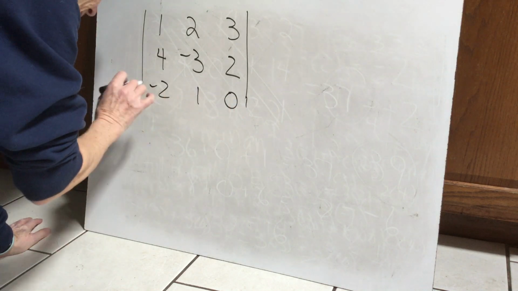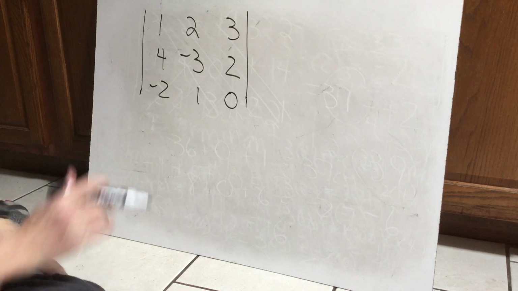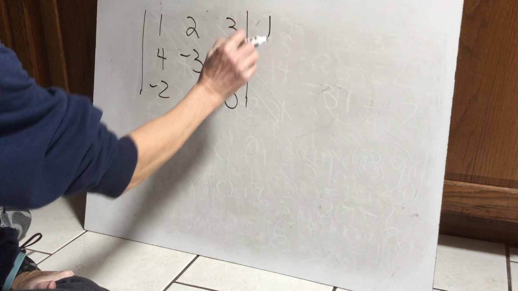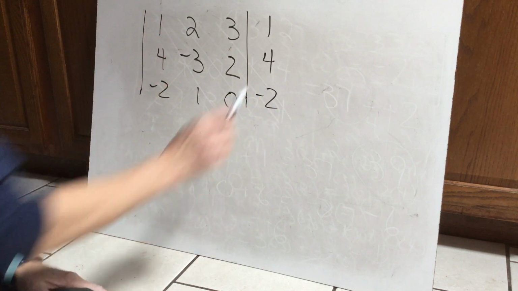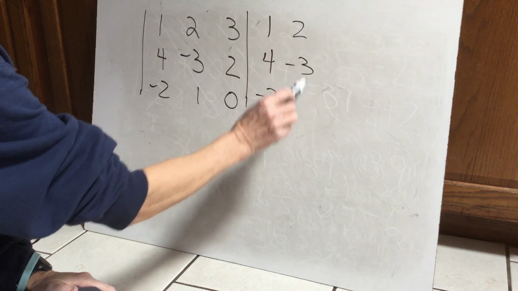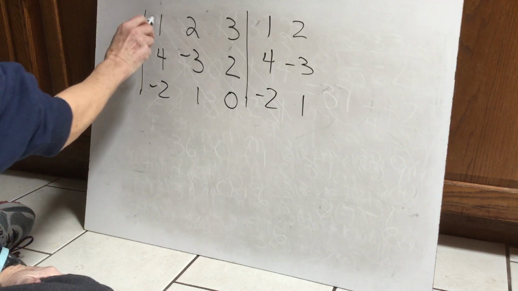If you're stuck, listen to me. If you're not stuck, mute me and do it on your own. We're going to recopy the first two columns, and we're going to start multiplying right here.